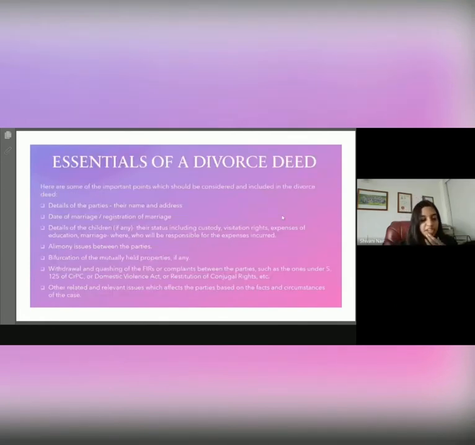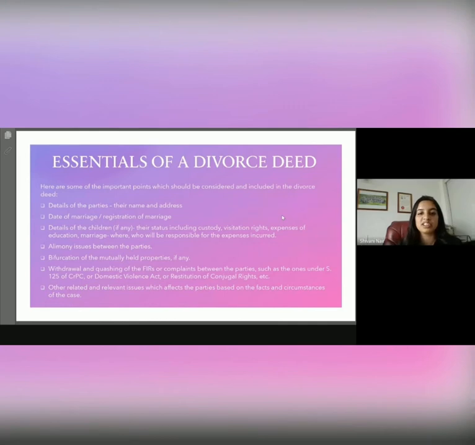Now, essentials of a divorce deed, or what are the requirements of a divorce deed. I'll let you know. The divorce deed should contain all the issues pertaining to the details of the parties, the marriage details, the children, stridhan, whatever maintenance they have, what the timelines are, and the methods of separation that they've adopted. Supposedly, under the Hindu Marriage Act, 13B is the section that they would go through when applying for mutual consent divorce.